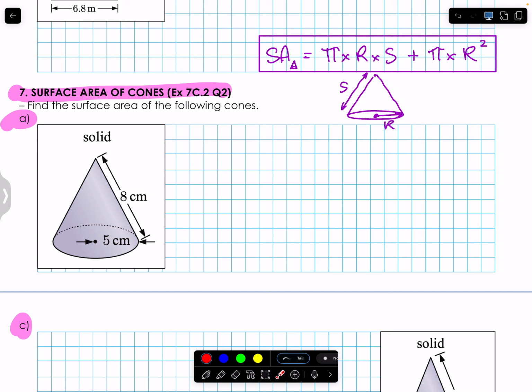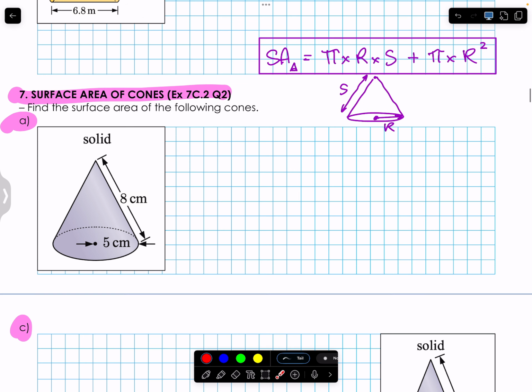Circle. You only need to know 2 things to find the surface area of a cone. You need to know the radius of the base, and you need to know S, which is the slant. So how long that slanted side is. So what is the formula? Pi times by the radius times by S. That's the cone shape. And then pi times by radius squared, that's the circle on the bottom. You add those 2 together to find the surface area of a cone.